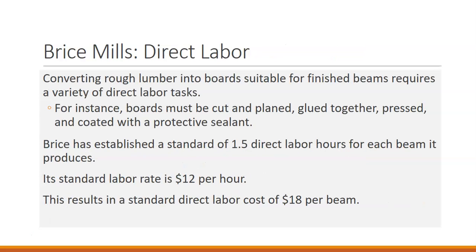Now our direct labor. We convert rough lumber into boards suitable for finished beams. It requires that boards be cut and planed, glued together, pressed, and coated with a protective sealant. We've established a standard of 1.5 direct labor hours for each beam. Our standard labor rate is $12 an hour, so our standard direct labor cost is $18 a beam.